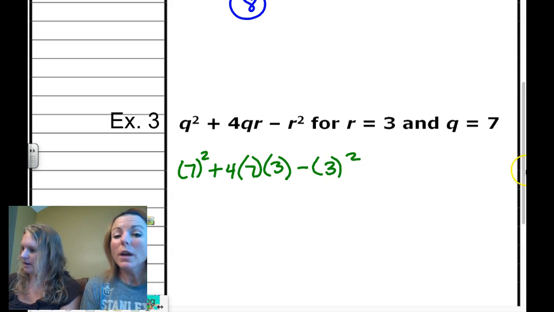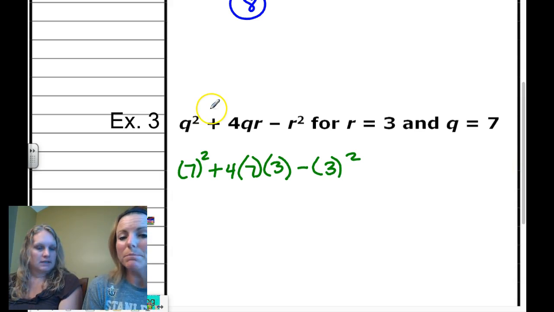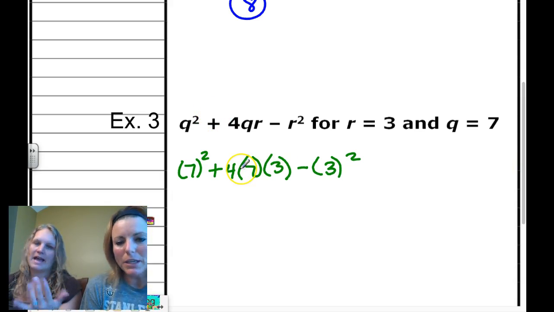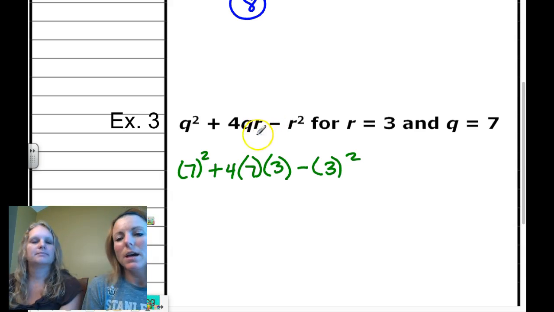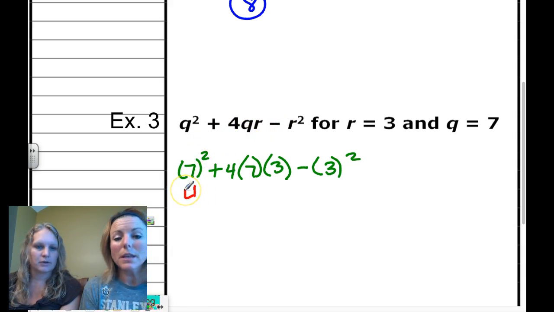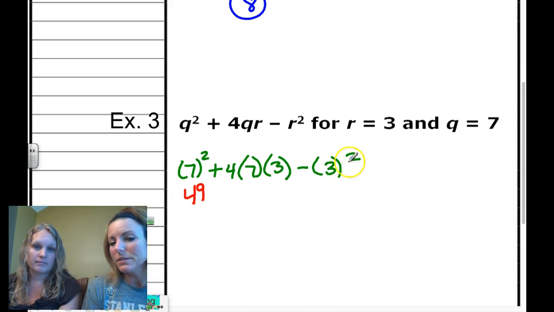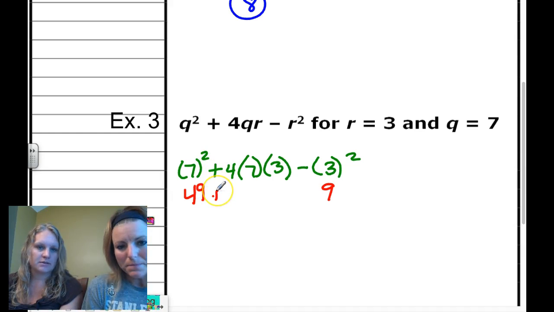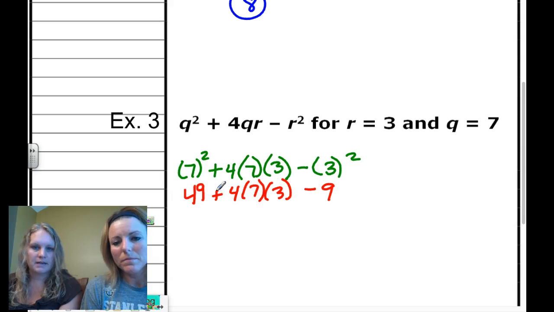So we go through PEMDAS again. Parentheses, well, nothing really, no adding or subtracting inside the parentheses. Exponents, yes, there is. So 7 squared is 49, and 3 squared is 9. So we can take care of those. Now we bring everything else down. So plus 4 times 7 times 3 minus the 9.